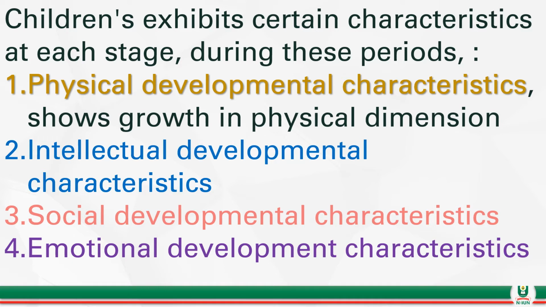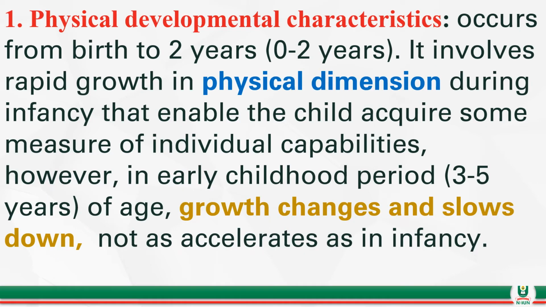Also, there are emotional development characteristics. This occurs when the child is expressing his emotion. The child also has the ability to express his emotion, and so the child will show emotion by crying, by laughing, by expressing himself or herself. So in all these stages, children exhibit certain characteristics in each stage.